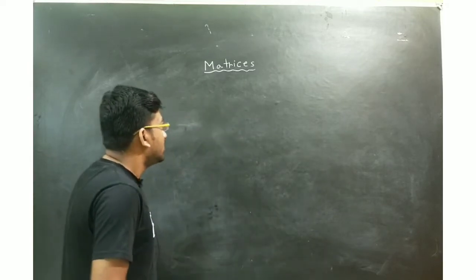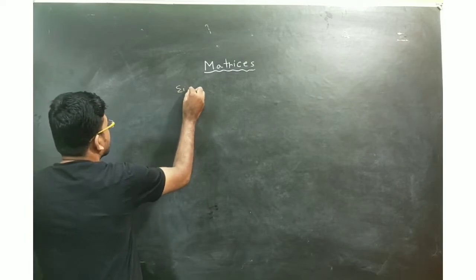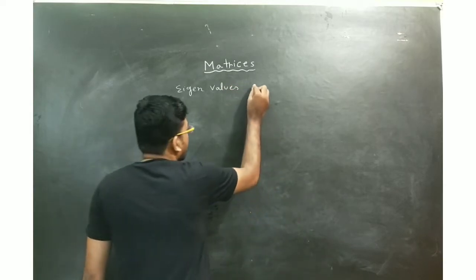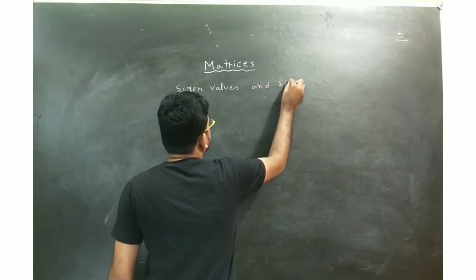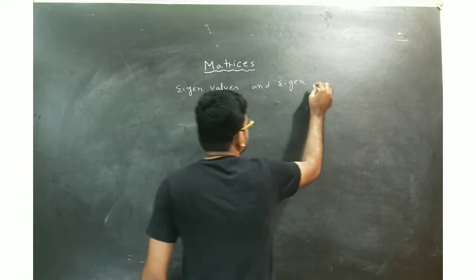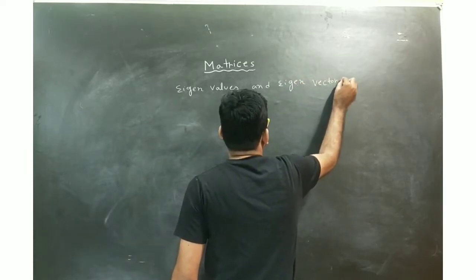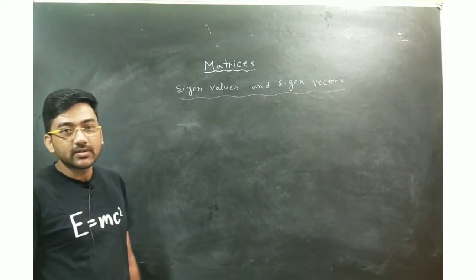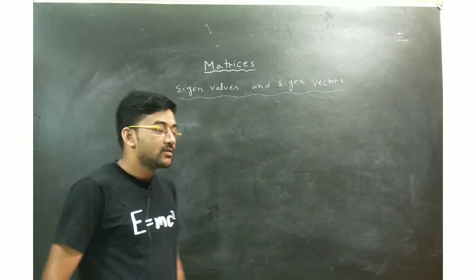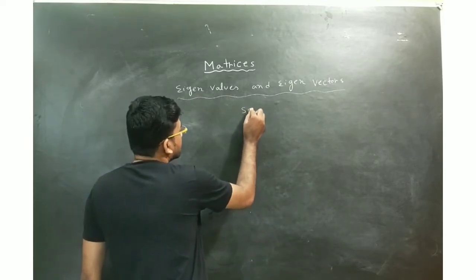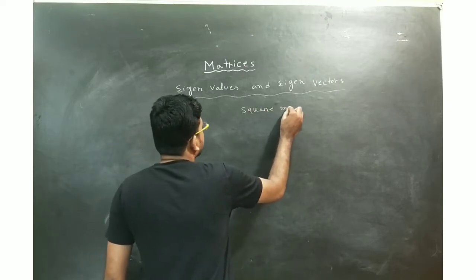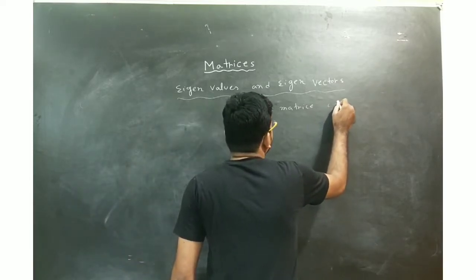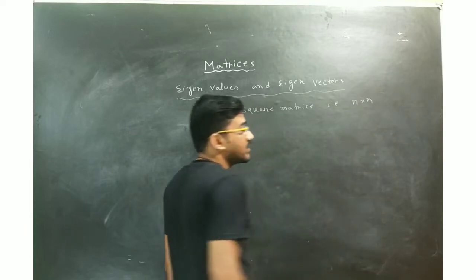Okay, so let me tell you about something. Eigenvalues and eigenvectors. Now when you talk about eigenvalues and eigenvectors, then obviously we have to deal with square matrices. So we will obviously deal with square matrices, and let me take n cross n square matrices.